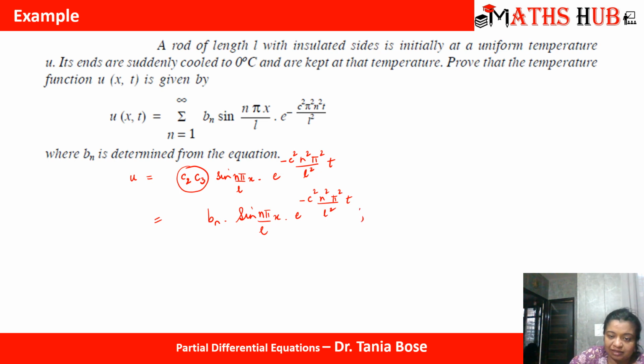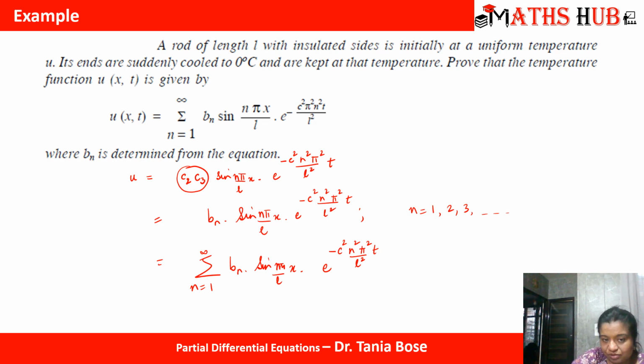Now, this n is working for all the values of n, that is 1, 2, 3, and so on. So let us sum for all these values. So when we sum for all these values, we will get summation n going from 1 to infinity, Bn sine n pi by L x into e raised to power minus c square n square pi square by L square into t. So that is our required answer, right? So I hope you understood the solutions of heat equation, right?